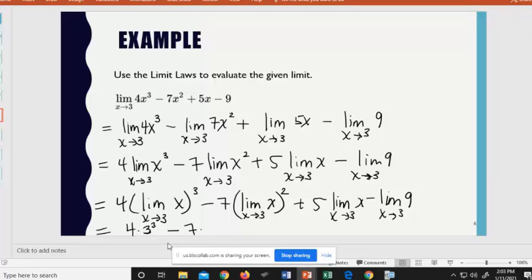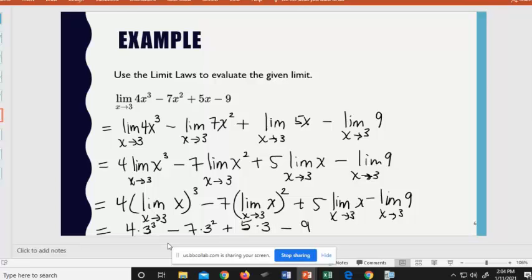minus 7. The limit of x again is 3. 3 squared, plus 5 times 3 minus, but this last one, the limit of 9 is what? 9, as x approaches 3. But it could be as x approaches any number. It's still going to be 9. And now we evaluate, and that'll be our answer.